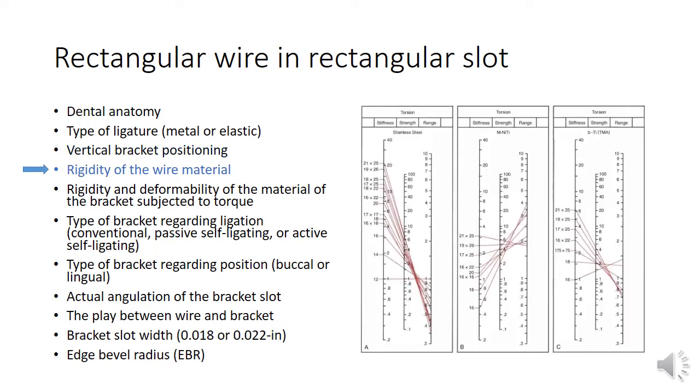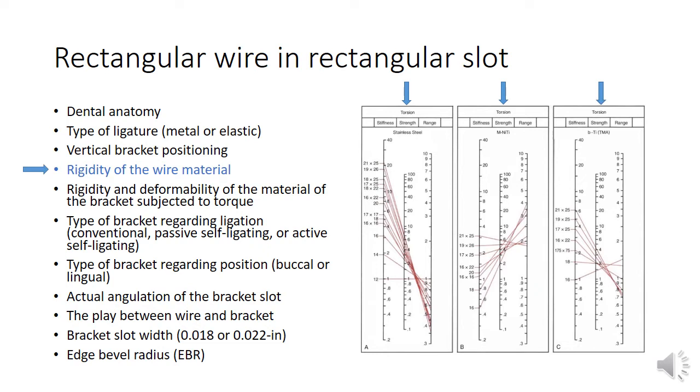Rigidity of the wire material can be easily seen on nomogram tables. Nomograms developed by Kusi provide generalized comparisons of different alloys like stainless steel, M-niti, and beta titanium, and also different sizes of each alloy in bending and torsion. Please note that here we only have the table for torsion. The left table is for stainless steel, the middle one for M-niti, and the right table is for beta titanium or TMA alloy.